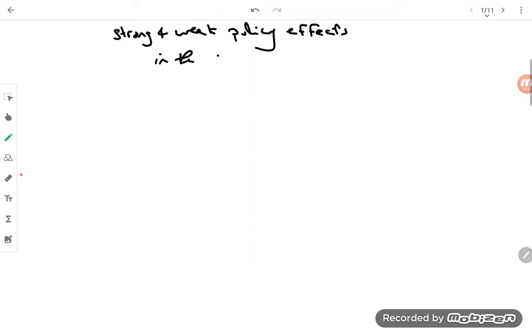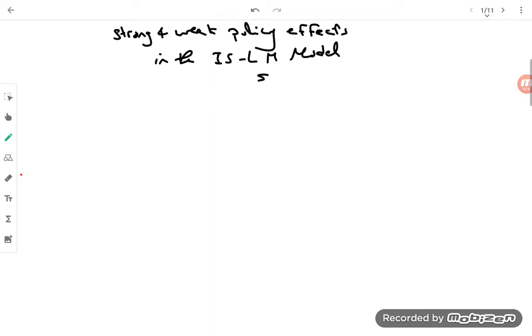Good morning. Today we are going to start a new chapter, which is strong and weak policy effects in the ISLM model. The first part of this chapter is about LM. As we saw last time, we have derived the IS curve, mathematically and graphically.